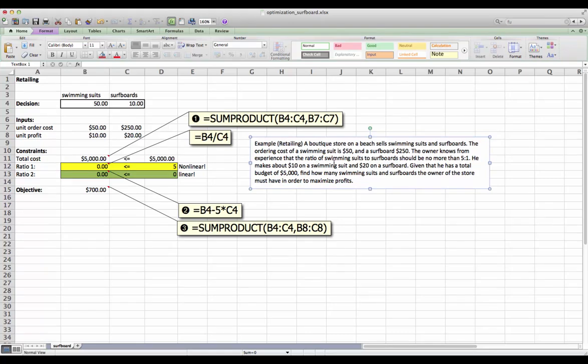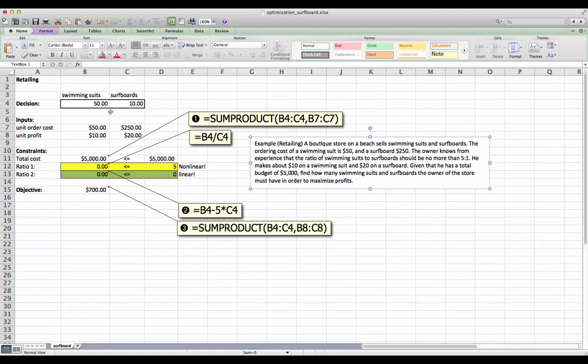The owner knows from experience that the ratio of swimming suits to surfboards should be no more than 5:1. He makes about $10 on a swimming suit and $20 on a surfboard. Given that he has a budget of $5,000, find how many swimming suits and surfboards the owner of the store must have in order to maximize profits.